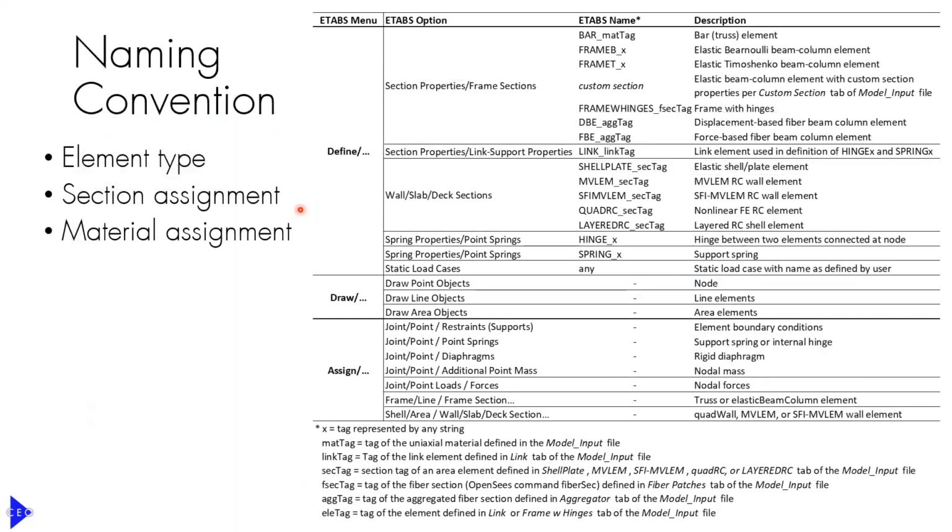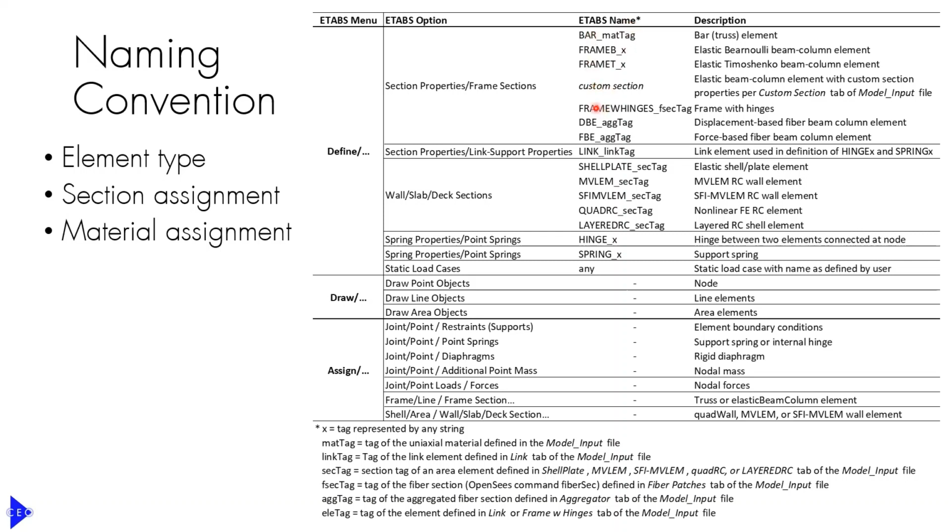What's really critical for the process and using this software is this particular slide here that shows the naming convention that's used when using this software. For example, how you name a certain type of element in ETABS will affect what type of element is created in OpenSees. If I want to create a bar element, just a uniaxial truss element, I'm going to use bar, then an underscore, and put the material tag that I want to assign to.